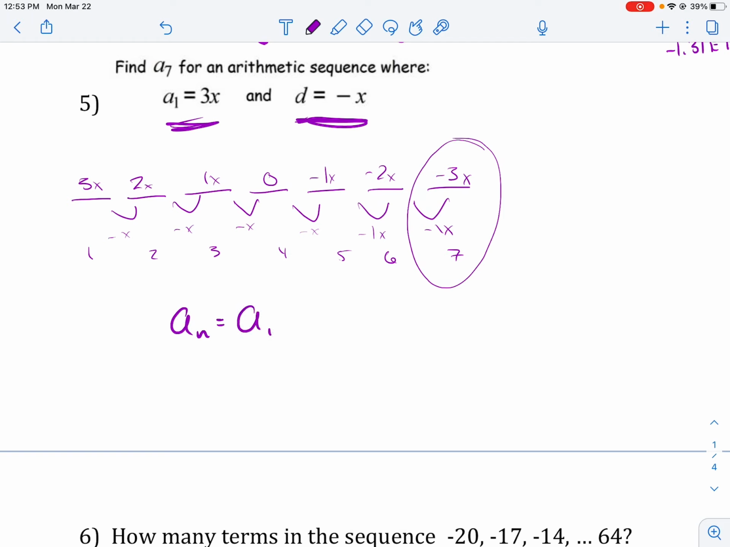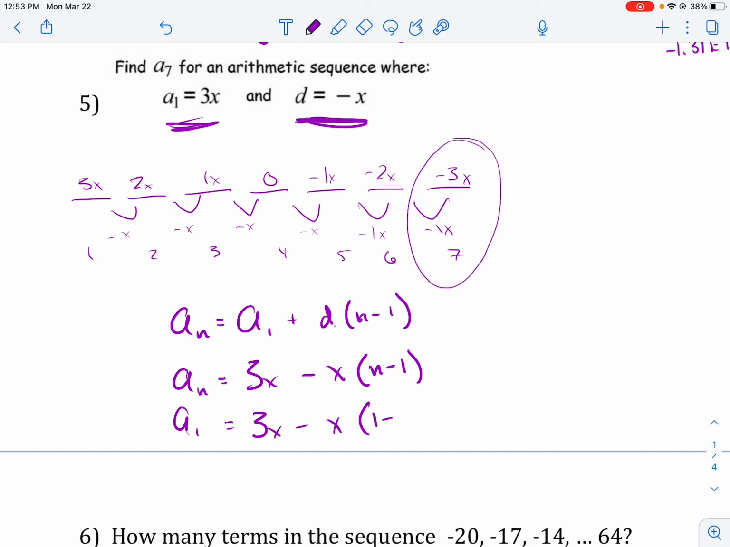Okay? So remember the formula for an arithmetic sequence looks like this, right? And so we know what some of those pieces are. 3x minus x. Okay, seems like we got a lot of n's and x's there, but that's all right. And then because I'm always speculative, I'm going to make sure that this formula works. So anywhere I see an n, I'm going to plug in a 1. 1 minus 1 is 0. 0 times negative x is 0. And then 3x minus 0 is just 3x. So I am satisfied. So this formula works.